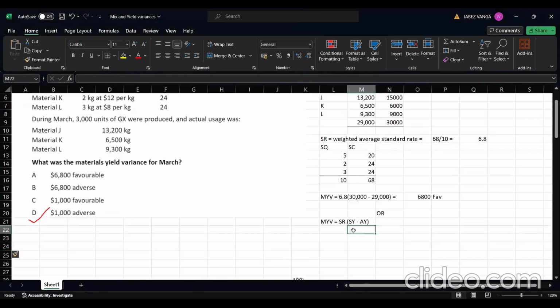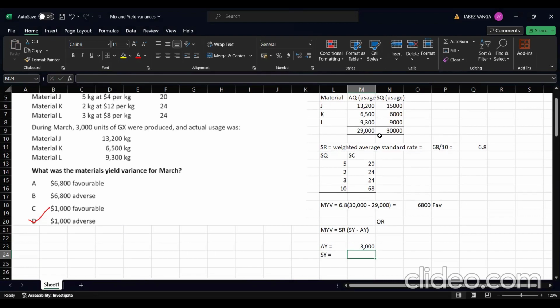Now, when we are talking about yields, we already know that actual yield is equal to 3,000. That's the actual output that is produced. There's no mention of standard yield, so it has to be calculated. We see that 29,000 kgs of actual quantity of material was consumed for making 3,000 units of GX. That's the actual consumption. If the standard quantity is also taken to be 29,000 kgs, how much would be the output? That's the logic.